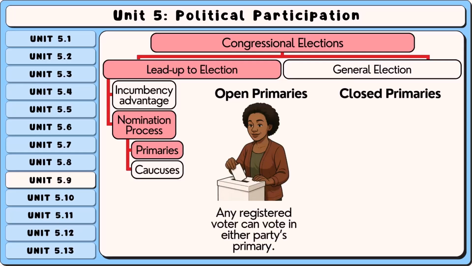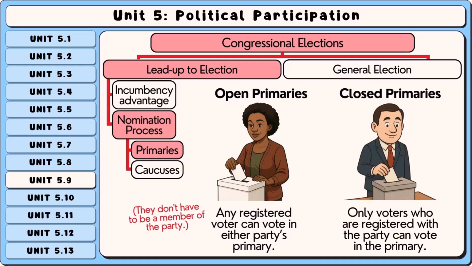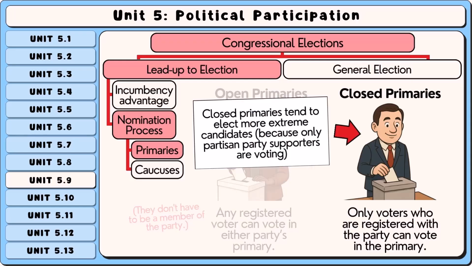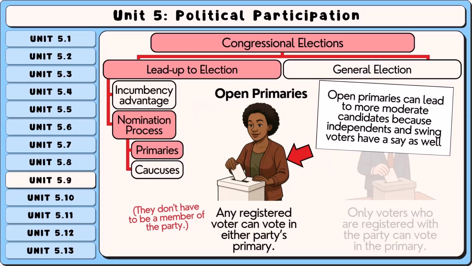In an open primary, any registered voter can choose to vote in either party's primary. They don't have to be a member of the party itself. In a closed primary, only voters who are registered with a political party can vote in that party's primary. One effect of closed primaries is that more extreme candidates are more likely to win because only strong and highly partisan party supporters are voting. In contrast, open primaries can lead to more moderate candidates because independents and swing voters have a say as well.